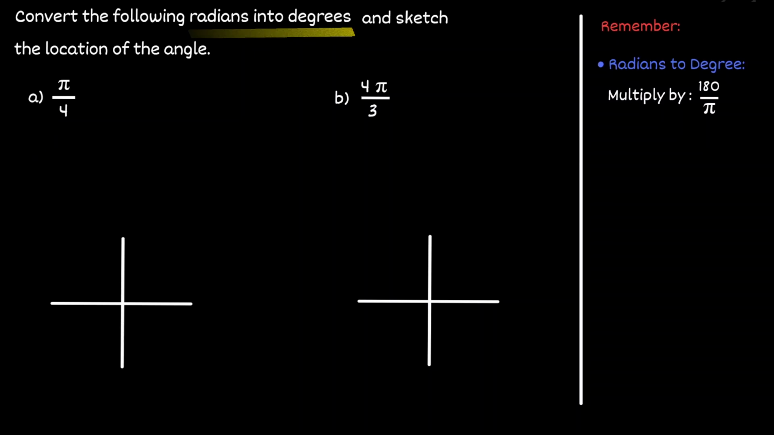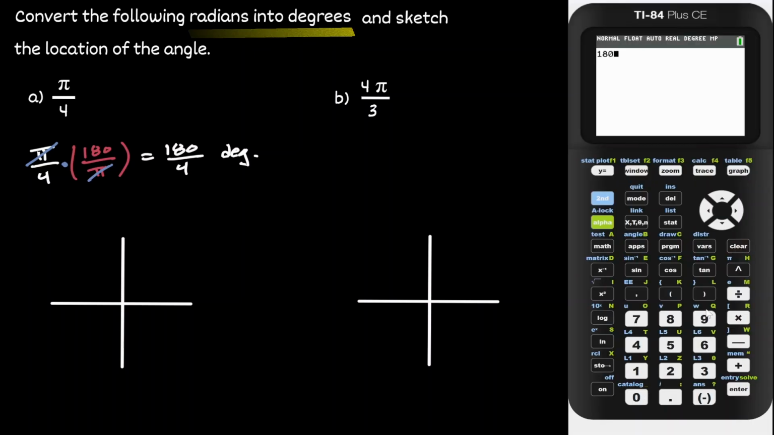So let's get our radian measurement, pi over 4. And now let's multiply by 180 divided by pi. This is a multiplication. Notice that in the numerator, we have a pi, and in the denominator, we also have a pi. So the pi's will cancel out. So now we have 180 divided by 4 degrees. Let's find that value in our calculator. So this radian measurement is equivalent to 45 degrees.